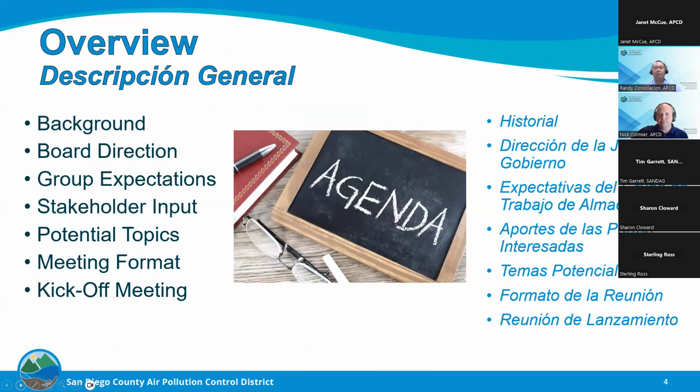This is an overview of what will be covered in today's presentation. Background information on air quality and indirect sources, direction from the governing board for the district, warehouse working group expectations, stakeholder input, potential meeting topics, format of the meetings, and scheduling of the kickoff meeting in November.